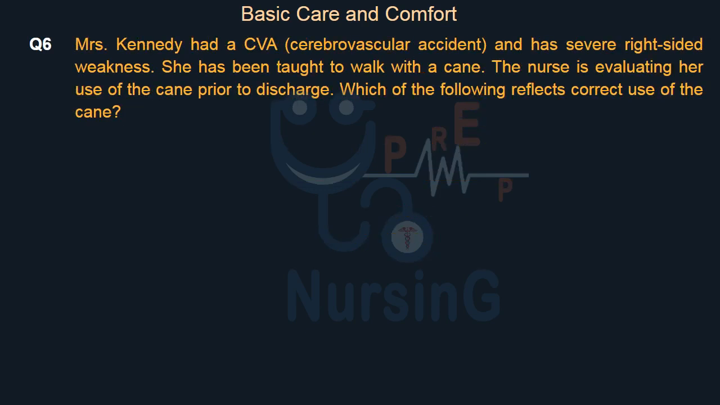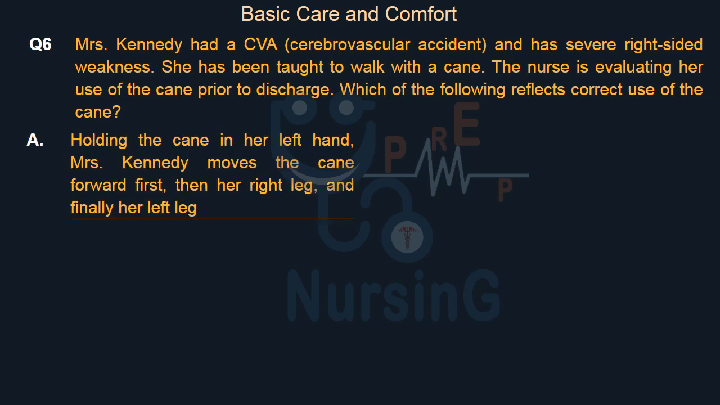Mrs. Kennedy had a CVA, cerebrovascular accident, and has severe right-sided weakness. She has been taught to walk with a cane. The nurse is evaluating her use of the cane prior to discharge. Which of the following reflects correct use of the cane? Option A. Holding the cane in her left hand, Mrs. Kennedy moves the cane forward first, then her right leg, and finally her left leg.